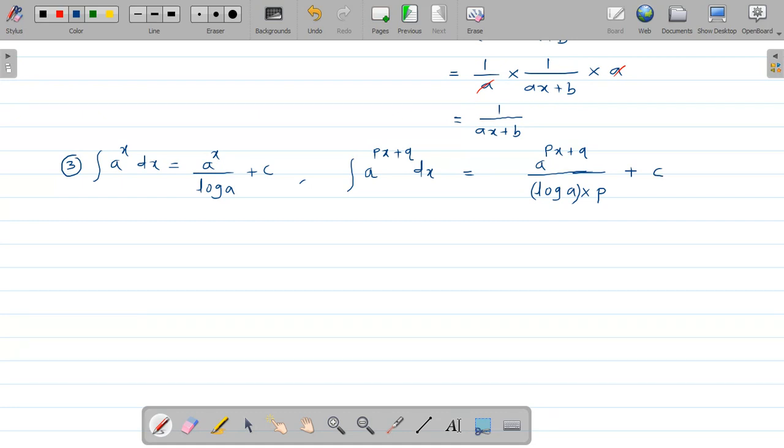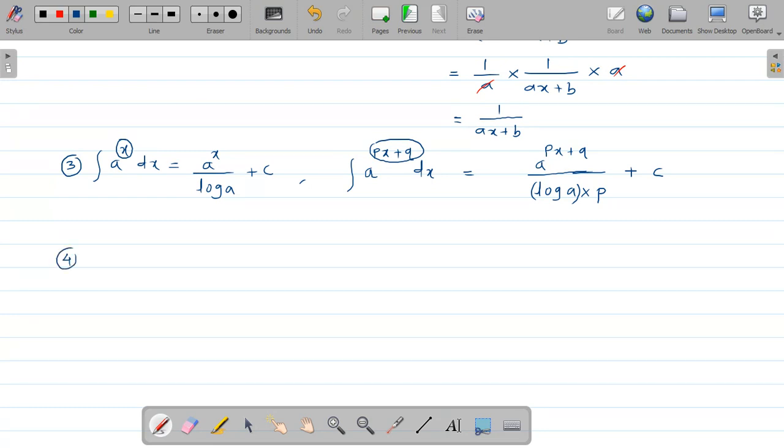Okay, now here also you can verify this rule. So in place of x there is px plus q. See, if you compare both the rules, in place of x, here it is x and here it is px plus q. Now if integration of a raised to x is a raised to x upon log a, similarly integration of a raised to px plus q will be a raised to px plus q upon log a, but we have to multiply the denominator by p. What is p? P means it is the derivative of px plus q. So remember this rule also.